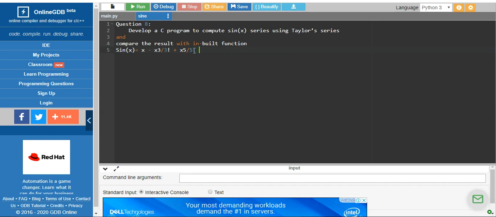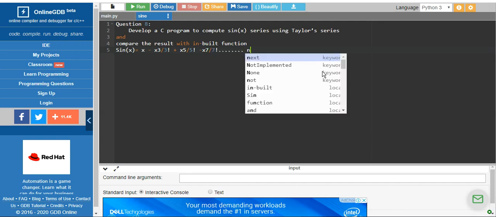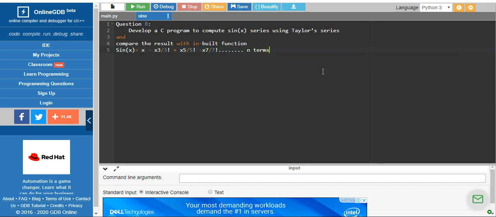Now since the previous term was a plus, the next term will be evaluated with minus x to the power of 7 divided by 7 factorial, and it goes on till n number of terms, and these n number of terms are given by the user as an input.